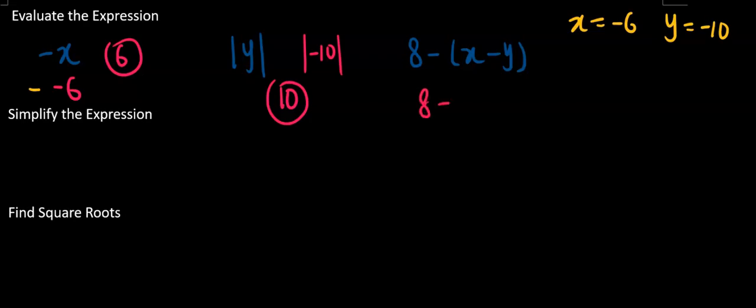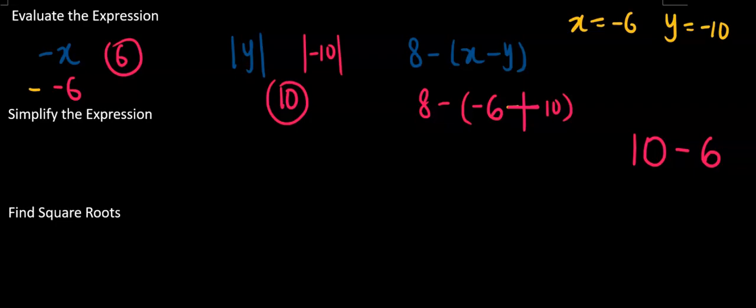8 minus X, X is -6, -6. Let's use a different color. And Y is -10. Let's take care of this negative, negative, positive. -6 plus 10. If you like, you can switch the order, because the commutative property of addition says when order is switched, it does not impact the final solution.